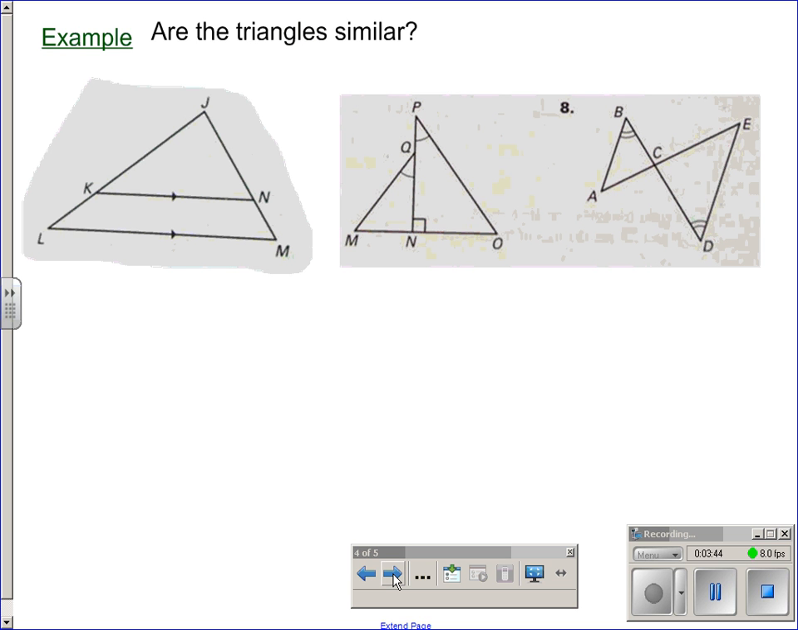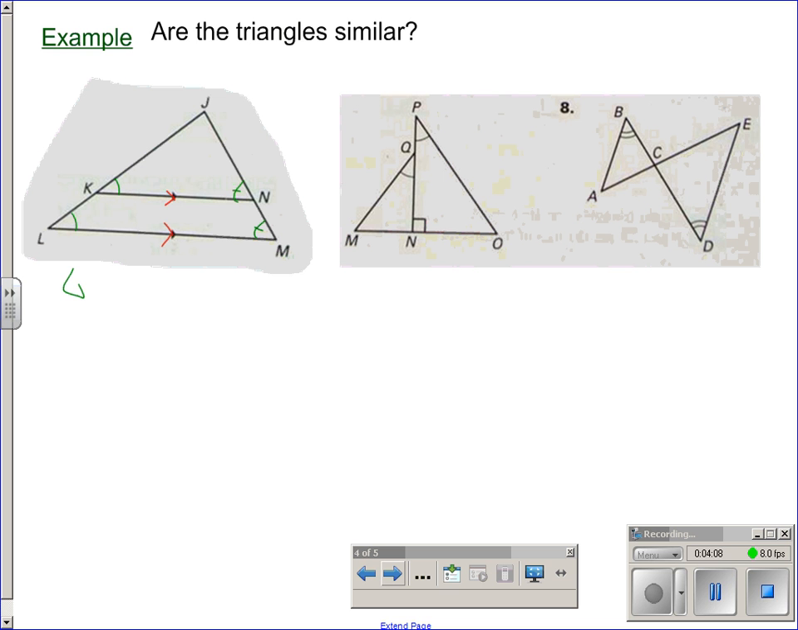Are these two triangles similar? So we've got three examples here. Looking at the one on the left. Notice we've got parallel lines. That means we've got some transversals. So corresponding angles says that those two angles are congruent. It also says these two angles are congruent. So we've got two pairs of angles that are congruent.